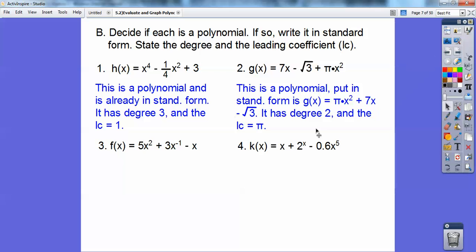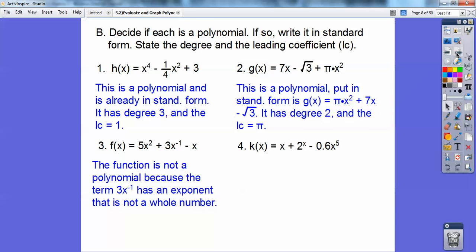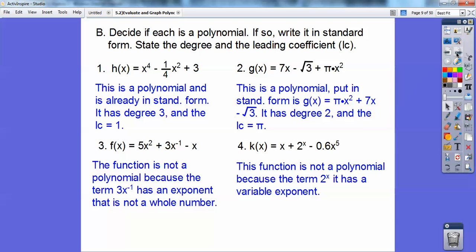This one is not a polynomial because this exponent is not a whole number. This is not a polynomial because that exponent is not a whole number. It's a variable. So neither one of those is a polynomial.